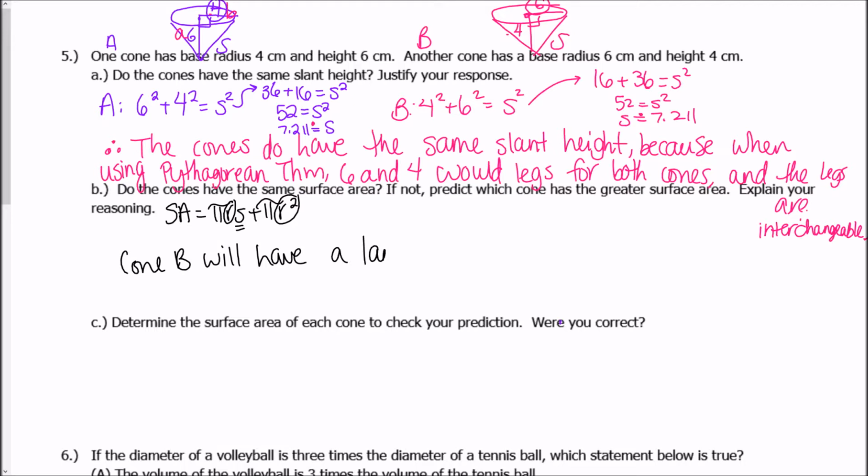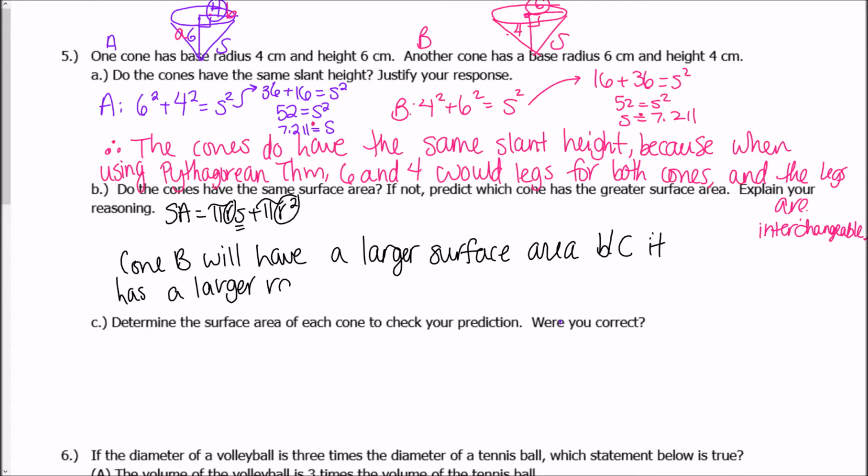a larger surface area because it has a larger radius and the same slant height. So a larger radius than cone A's radius, but the same slant height.